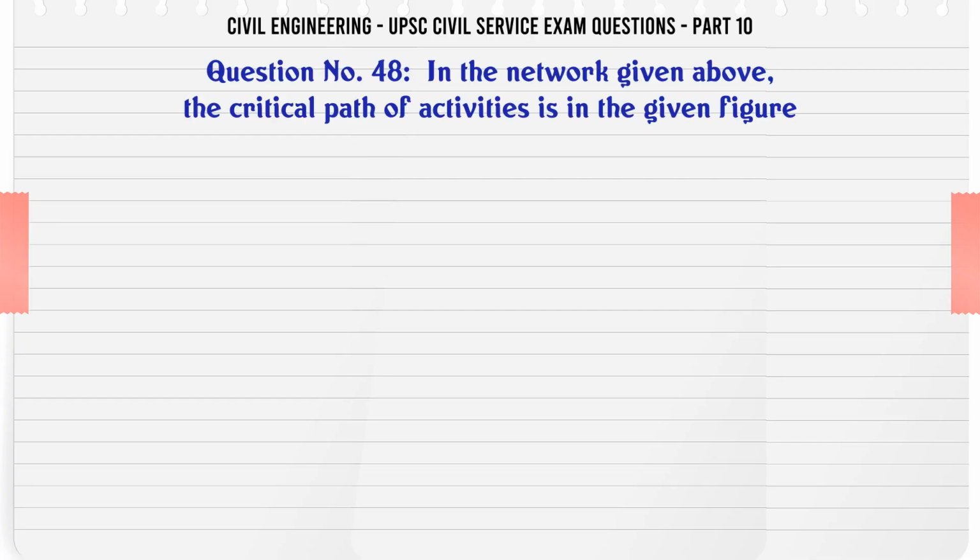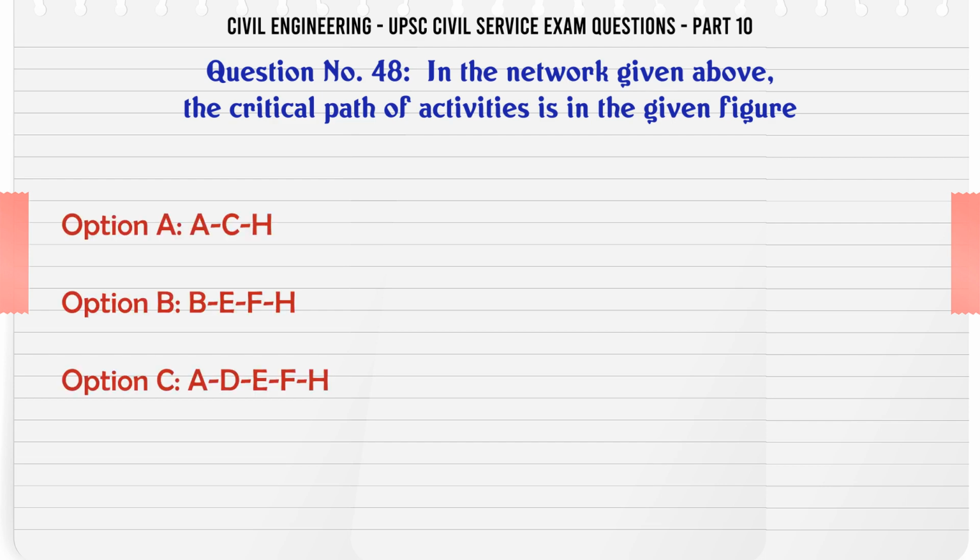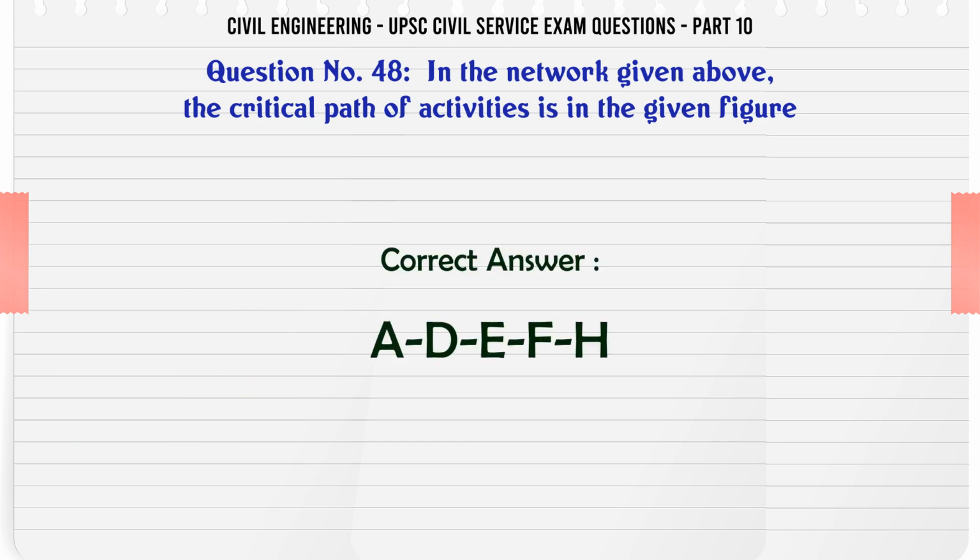In the network given in the figure, the critical path of activities is A. ACH. B. BEFH. C. ADEFH. D. ADEG. The correct answer is ADEFH.